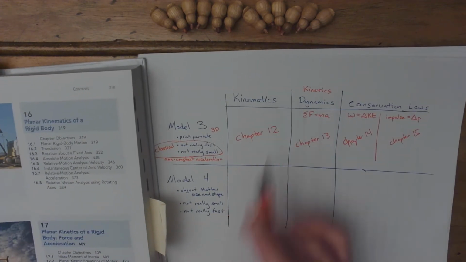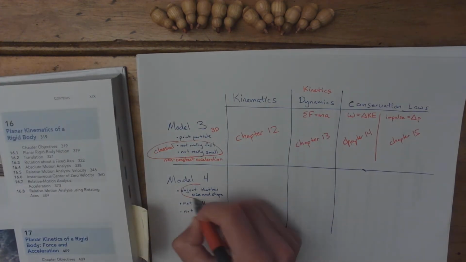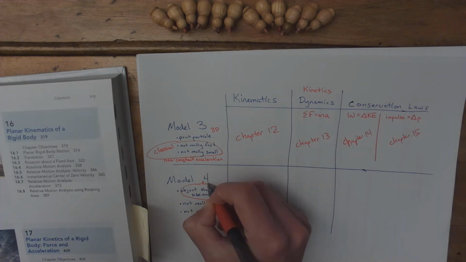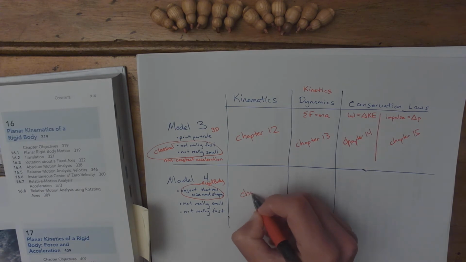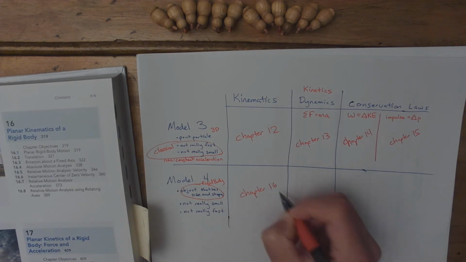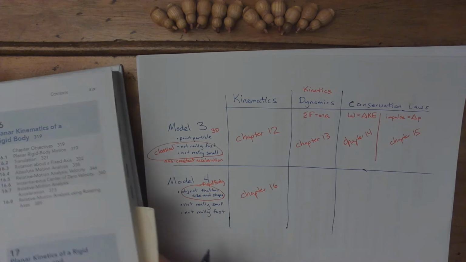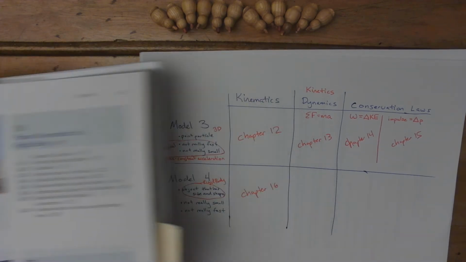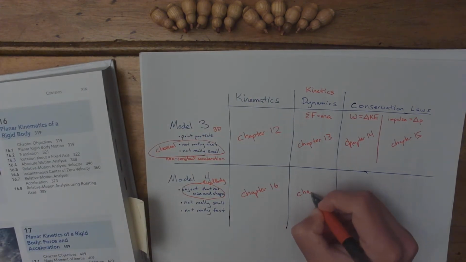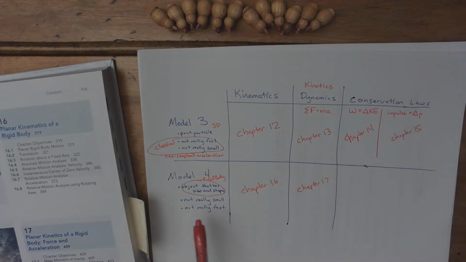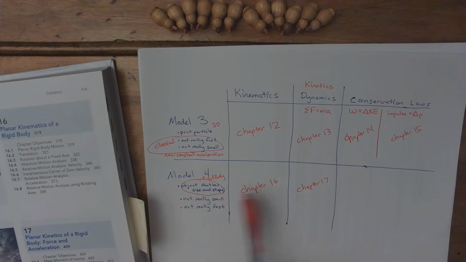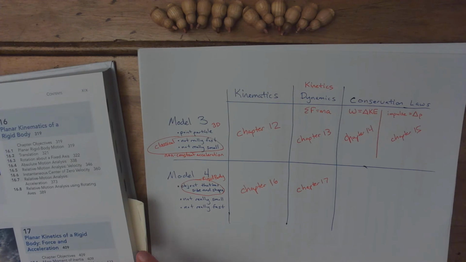So kinematics with rigid bodies. That's going to be chapter 16. And then kinetics for the rigid body, that's chapter 17. So same types of problems that we did in Physics 161, Model 4, dynamics with spiral physics, but more detail in the dynamics course. Okay, and then we have our conservation laws.